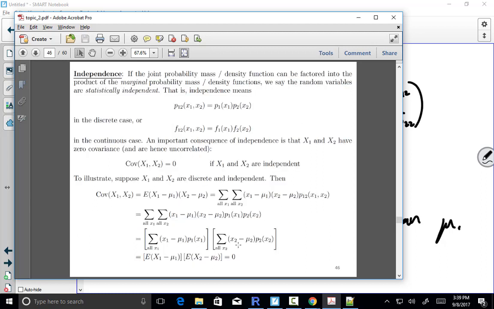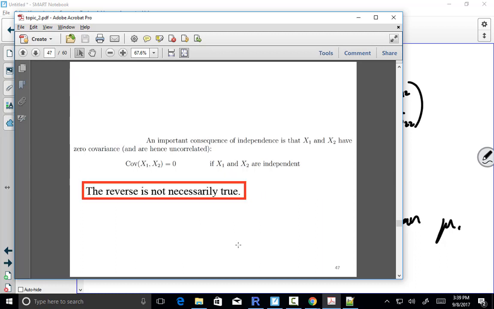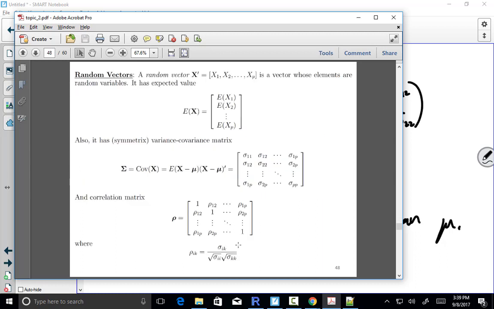Let's see what else we have to cover. Your homework has a little bit of this type of notation.